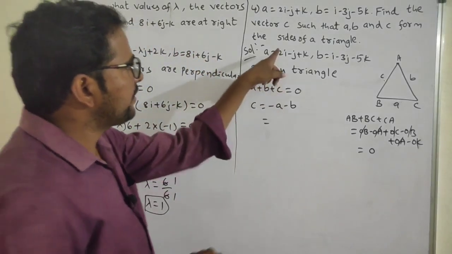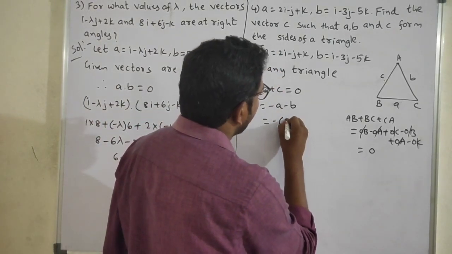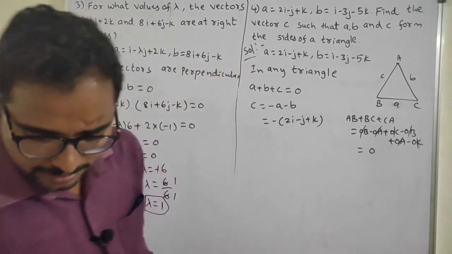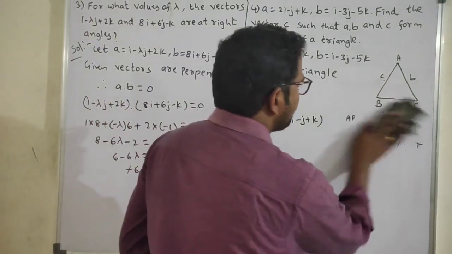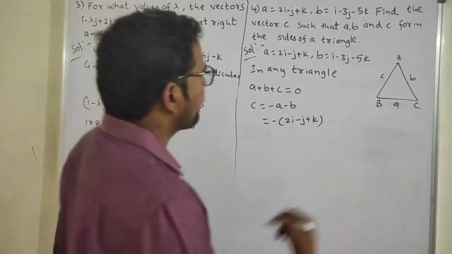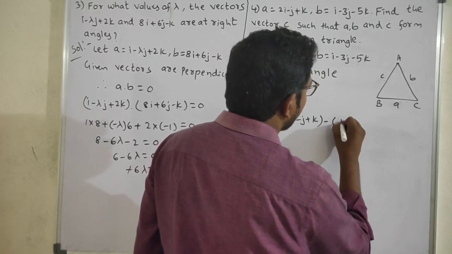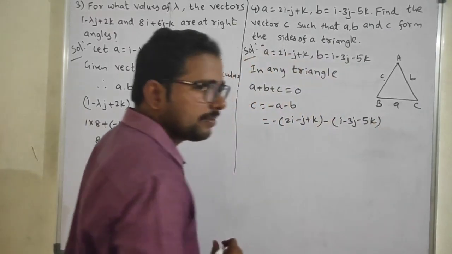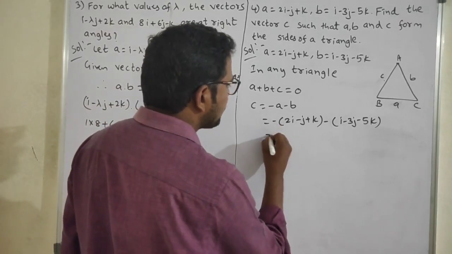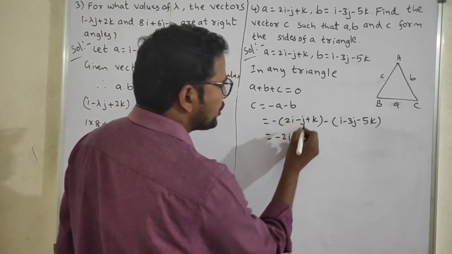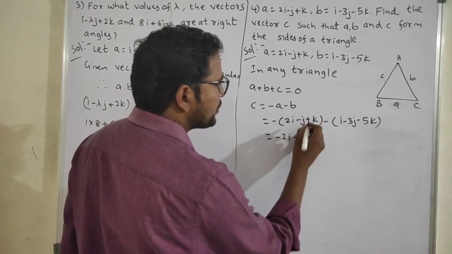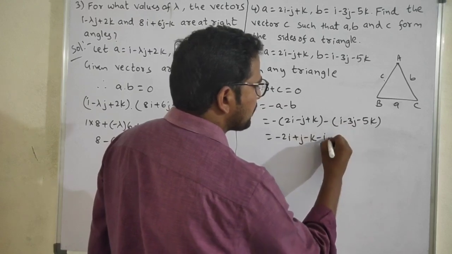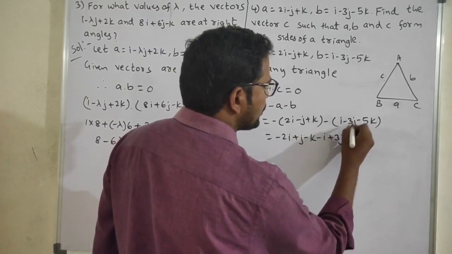Now substitute the vector A value here. Minus of the A value, 2i minus j plus k, 2i minus j plus k, and minus b. Minus b is equal to, substituting the b value, minus of i minus 3j minus 5k. So multiply: minus into 2i, minus into minus j is plus j, minus into plus k is minus k, minus into i is minus i, minus into minus 3j is plus 3j, minus into minus 5k is plus 5k.